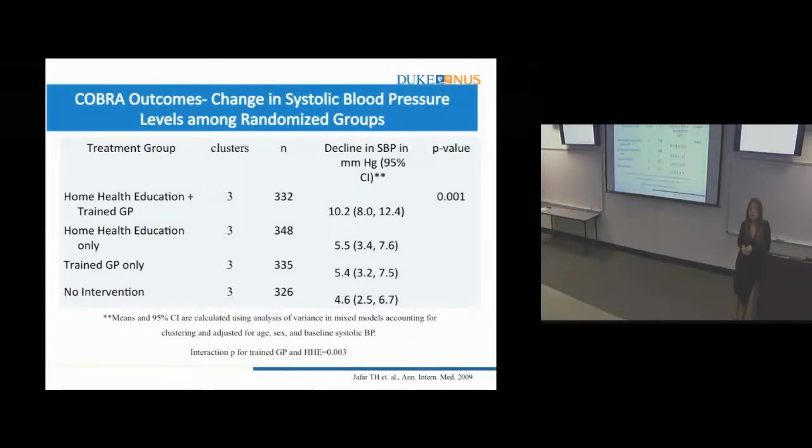Yes? It's a very interesting study. I'm just quite surprised. There's just a comment that having home health education, educating them about blood pressure, is not actually having that much of an effect, nor is having a trained GP, but combined as an integration, it's making a difference. Would you like to elaborate more on that? Why do you think that's happening?